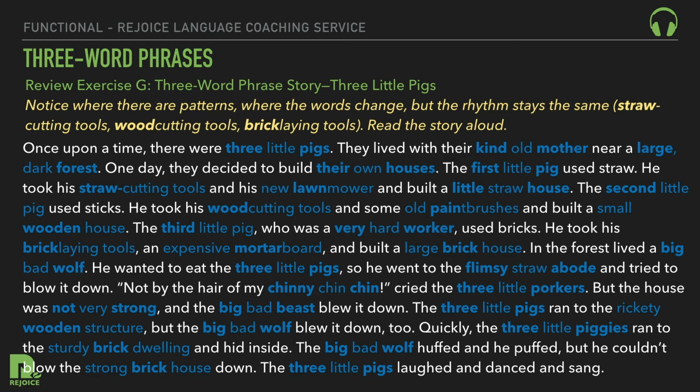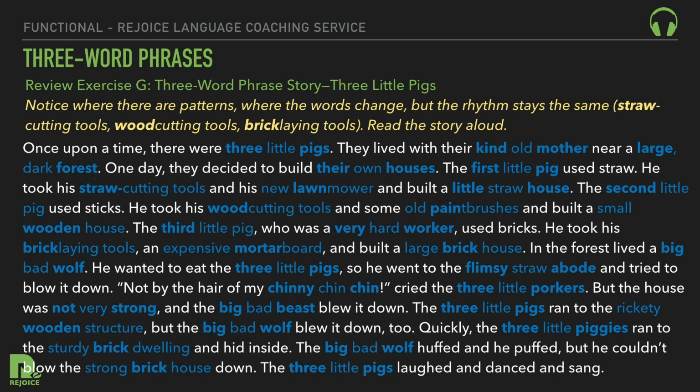The first little pig used straw. He took his straw-cutting tools, his new lawnmower, and built a little straw house. The second little pig used sticks. He took his wood-cutting tools and some old paintbrushes and built a small wooden house. The third little pig, who was a very hard worker, used bricks. He took his bricklaying tools, an expensive mortar board, and built a large brick house.